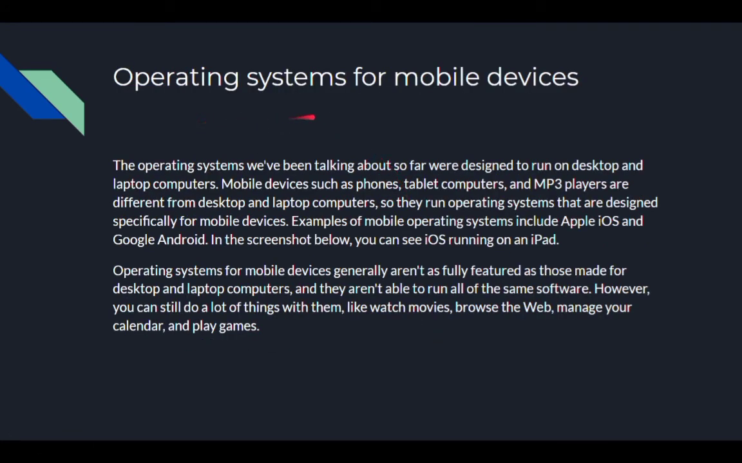Operating system for mobile devices. Operating systems we've been talking about so far were designed to run desktop and laptop computers. Mobile devices such as phones, tablet computers, MP3 players are different from desktop and laptop computers. So they run operating systems that are designed specifically for mobile devices. Examples for mobile operating system include Apple iOS and Google Android.